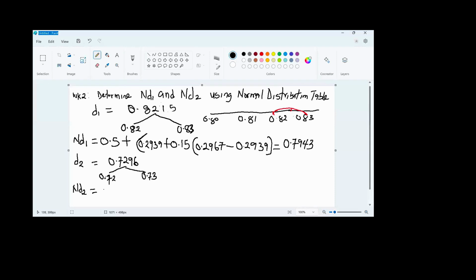Like I said, normal distribution log comes with 0.5 plus or 0.5 minus. At what point am I going to use 0.5 plus? Look at the sign here. The sign of my D2 is plus 0.7296. This is a positive sign. I will now come here: 0.5 plus. I will now open a bracket.